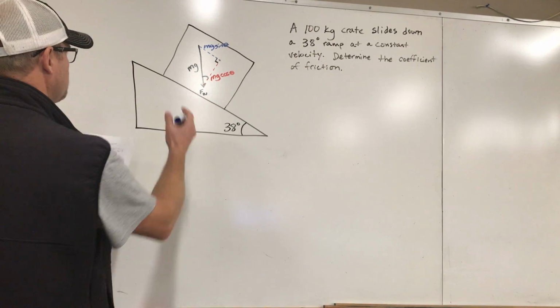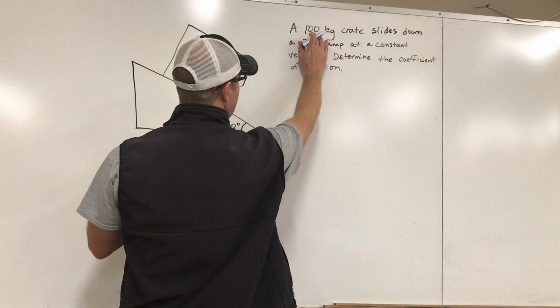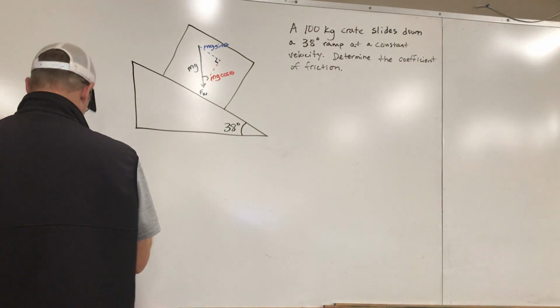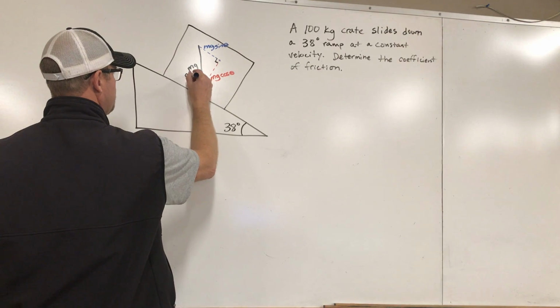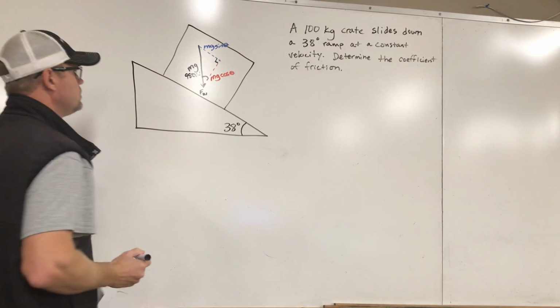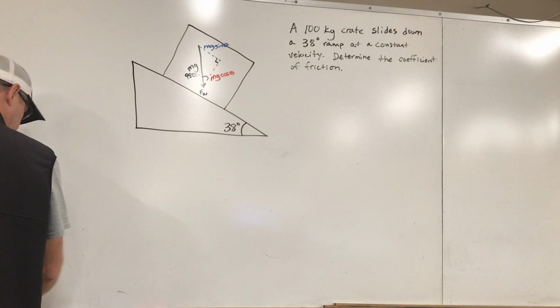mg is just going to be, we said, 100 kilograms times 9.8. Oops, I've got to use my black pen here. mg is going to be 980 newtons. But I want to know the red and the blue components here.